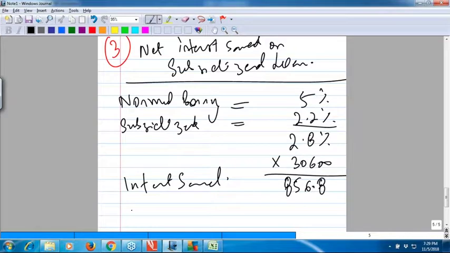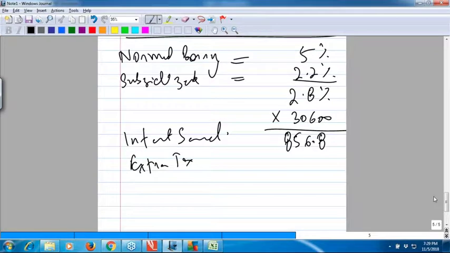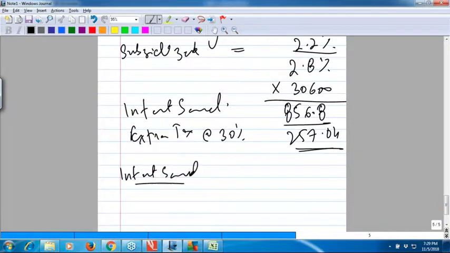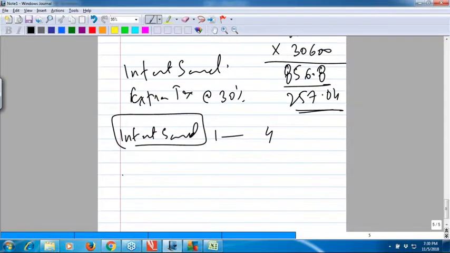Now, when we save interest, we are going to end up paying extra tax on it. We'll have an extra tax at the rate of 30%, which is going to be 257.04. You need to understand one thing: the interest is saved from year one till year four, and the extra tax is being imposed from year two till year five.